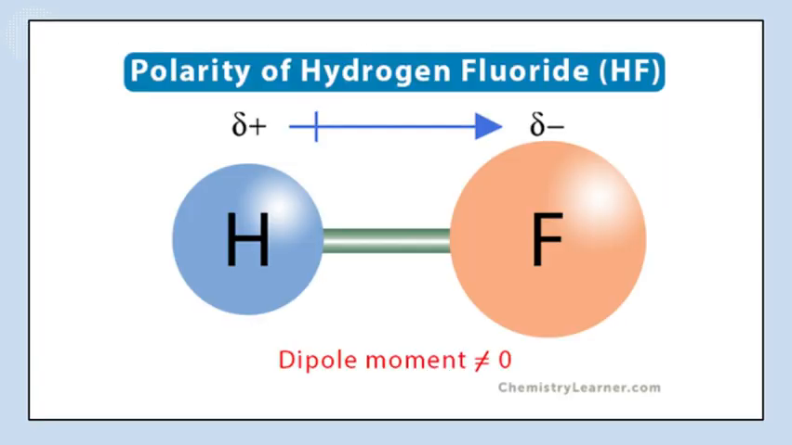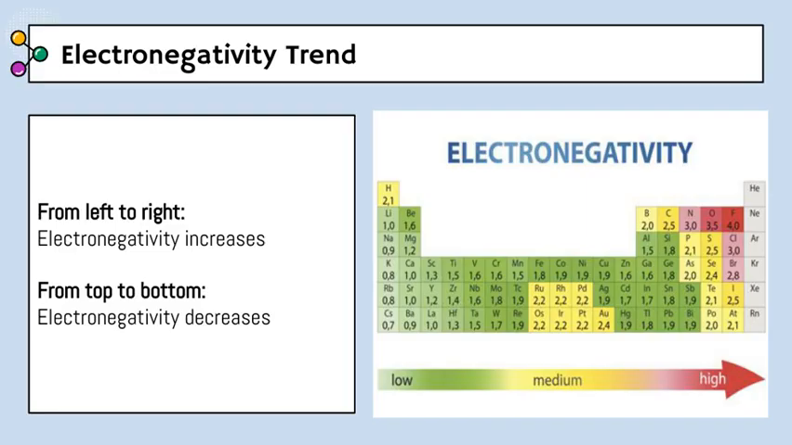For example, the bond between hydrogen and fluorine is polar because fluorine is more electronegative than hydrogen. The dipole moment is represented by this arrow, which is pointing towards the most electronegative atom. And since fluorine is the most electronegative atom, it will have a partially negative charge. Therefore, hydrogen will be partially positive.